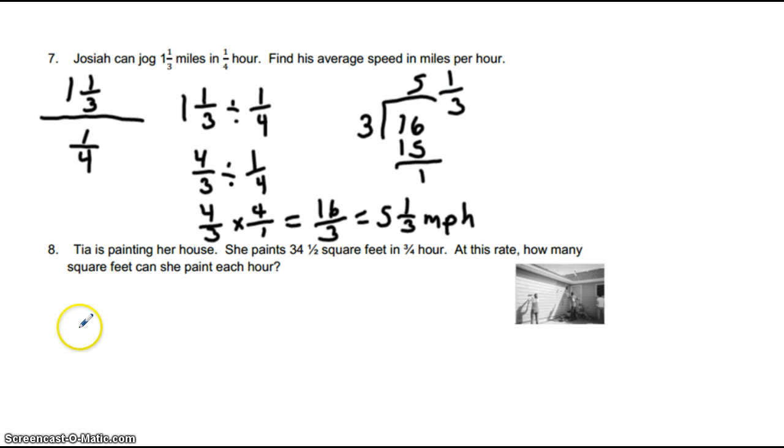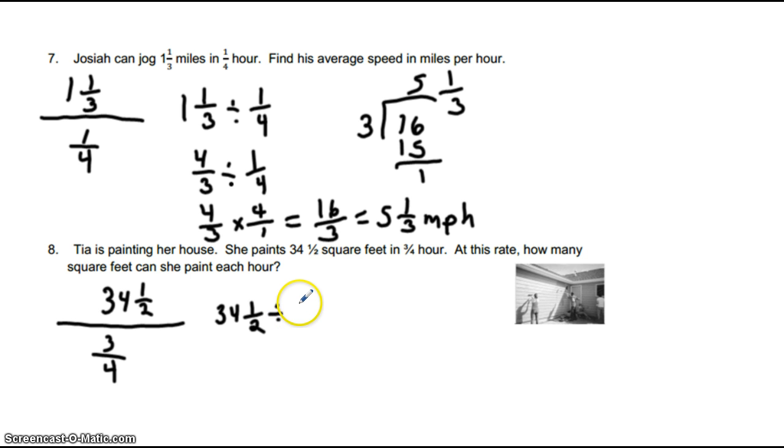Good old Tia, she's painting her house. She paints 34 1/2 square feet in 3/4 of an hour. At this rate, how many square feet can she paint in an hour? Well, let's take a look. We're going to take 34 1/2 and divide it by 3/4.